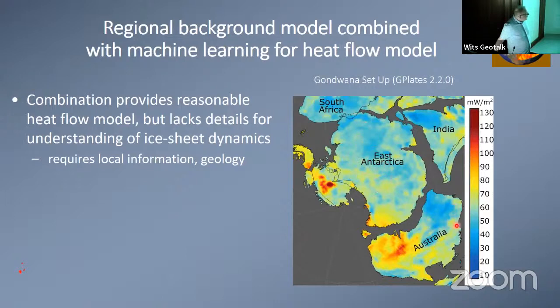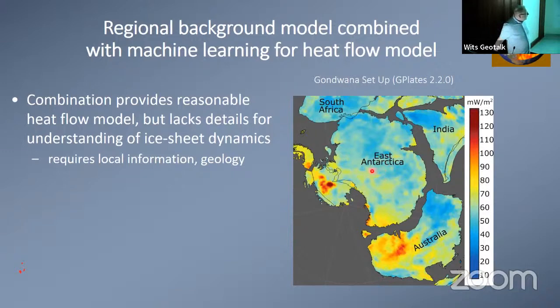You have heat flow on the order of 50 to 55 milliwatts per square meter. And then here's the western part where we have larger heat flow. And you see the link to South Africa, India, and Australia, because we don't really know the geology under the ice, so we have to go to the other surrounding continents to get some information.